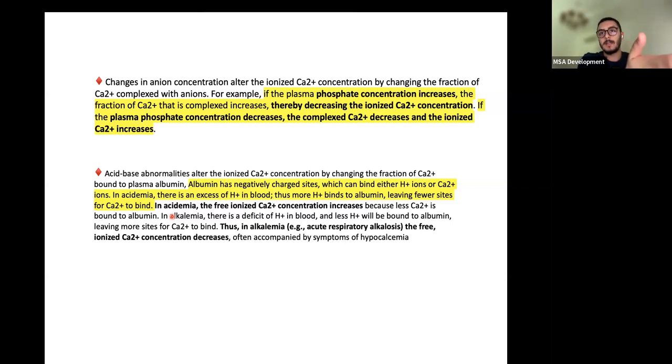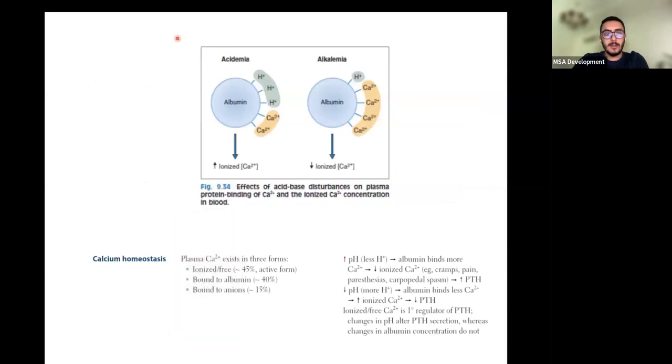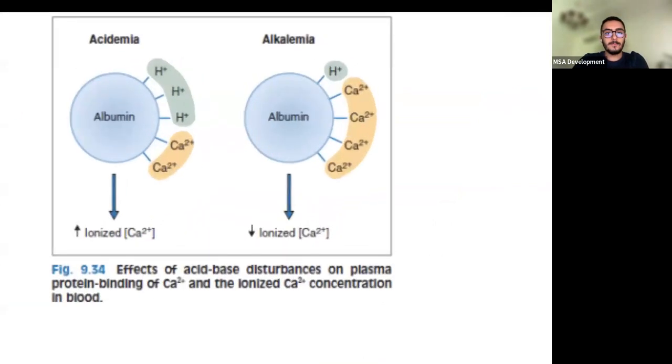Hence, we have hypercalcemia. However, in alkalemia, we have less hydrogen bound to albumin. Now we have more free spots for calcium to bind to albumin. So more of the calcium will be bound to albumin and less free calcium will be in the blood. Hence, we have hypocalcemia. And this picture right here explains it very well.